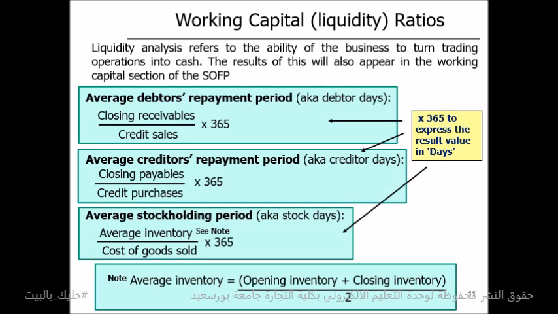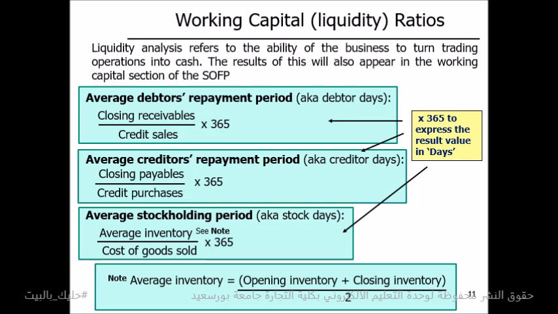The first one is average debtor repayment period, which is equal to closing receivables divided by credit sales multiplied by 365 days. Then we have average creditor repayment period. From the name, creditors, who are the payables, it will be equal to closing payables divided by credit purchases multiplied by 365 days. And the last one, average stock holding period, which is equal to average inventory divided by cost of goods sold multiplied by 365. How to calculate the average inventory? It's equal to the opening inventory plus closing inventory divided by 2.